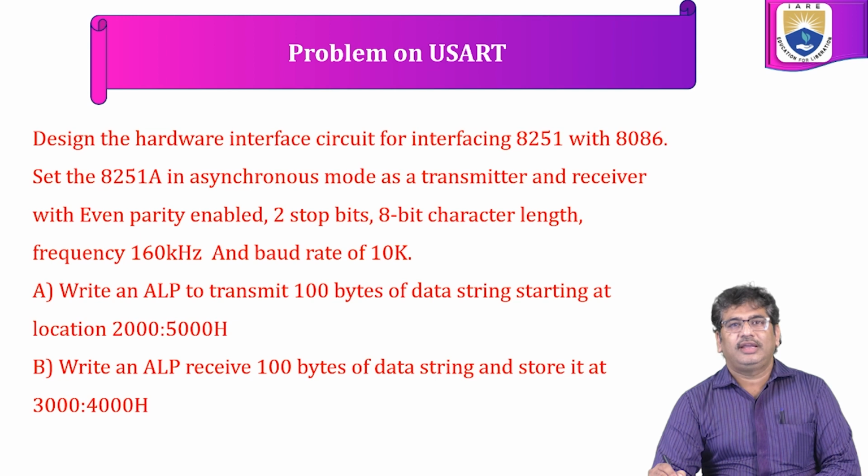One is writing a program for transmitting 100 bytes of data with the given specification. The data is available at segment address 2000 and offset 5000H. The second program is for receiving 100 bytes of data. After receiving, we have to store the data at segment address 3000 and offset 4000H. The specifications are: 8251 is in asynchronous mode, parity is enabled and the type is even parity, the number of stop bits is 2, the data size is 8 bit, the frequency is 160 kHz and baud rate is 10K. So the ratio 160K divided by 10K gives 16X, which is asynchronous mode.